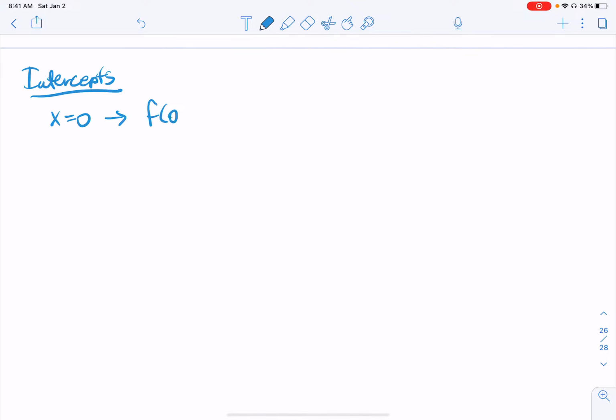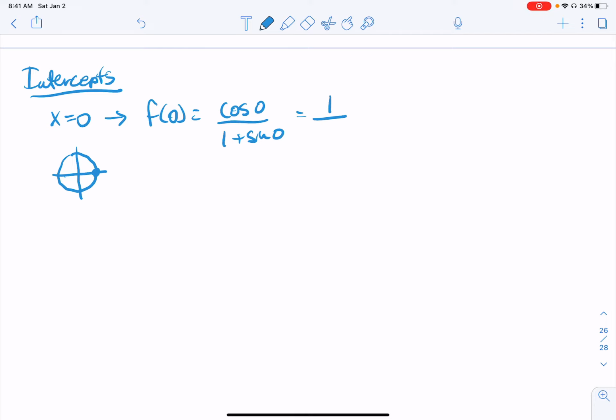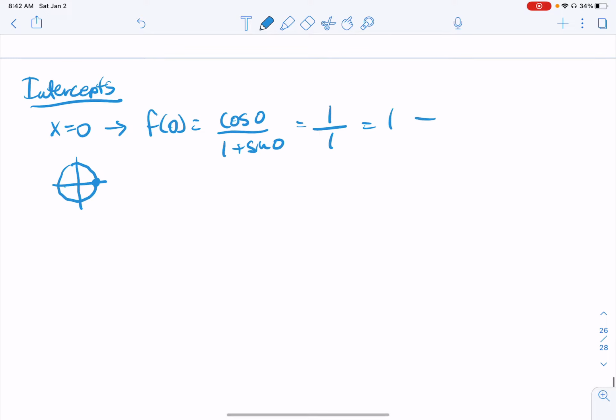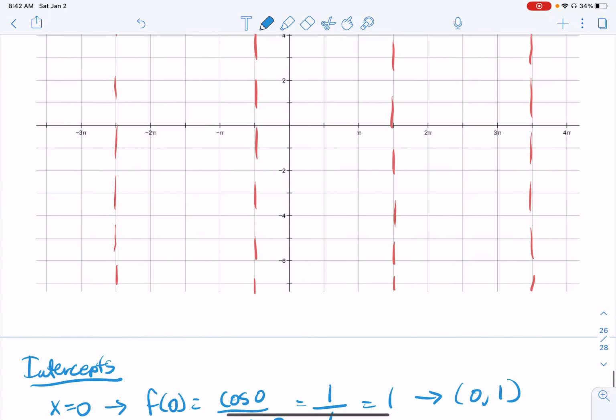So I have f of 0 is equal to the cosine of 0 over 1 plus the sine of 0. At that particular point, cosine is equal to 1 over, and then sine of 0 is 0, plus 1. Okay, this is equal to 1. So we have a y-intercept at 0, comma 1.